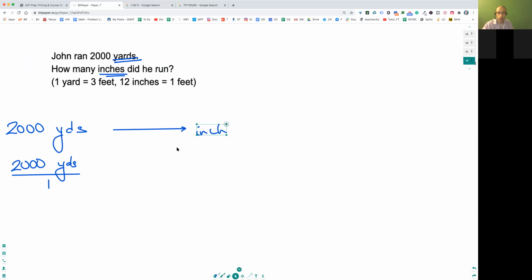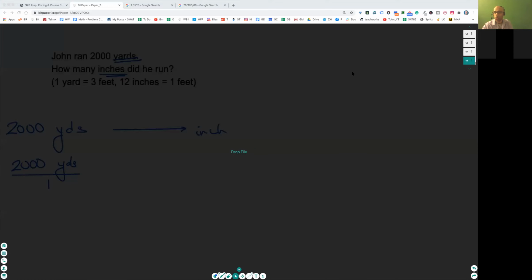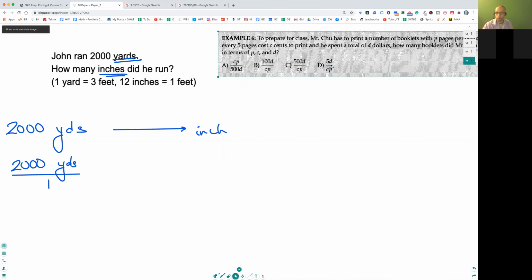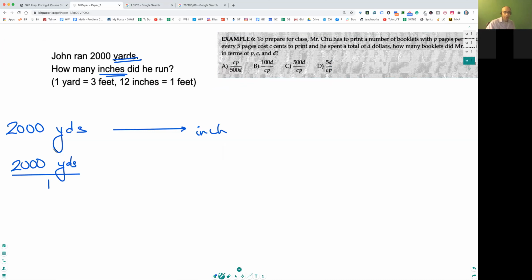So remember, our goal is to convert 2,000 yards to inches, right? So let's look at this over here. This is the harder problem, okay? So this problem, try to solve this. Those who have already solved the first one, try to solve this problem, okay? But look at this problem now, okay? So 2,000 yards over 1, right?